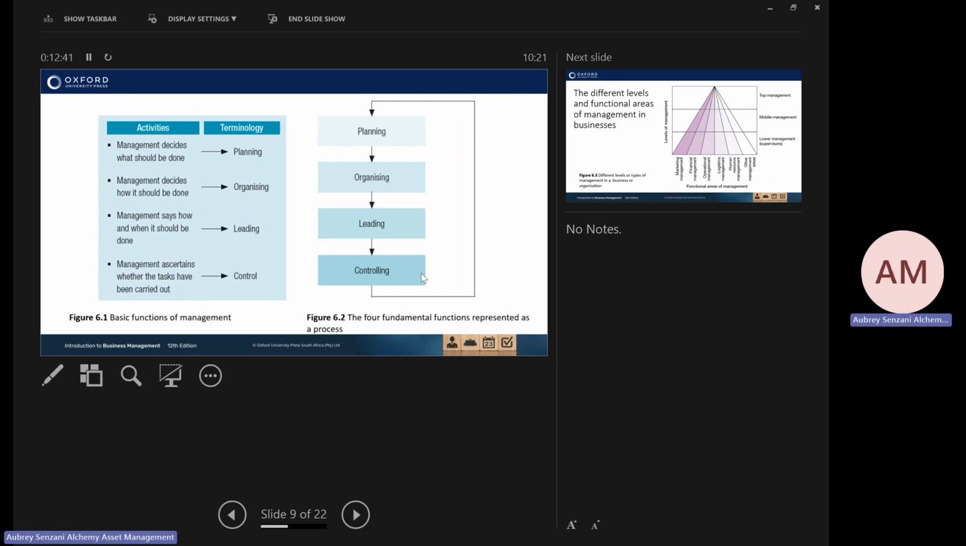Have they been done to the standard required? Okay. Could we have done things better? Maybe we didn't actually do the right stuff. Okay. Maybe we didn't plan the right activities. And this is why you see that this is a cycle. It's not just a once-off activity. You are continuously planning, organizing, leading, and controlling.